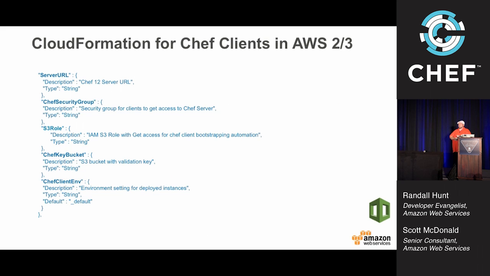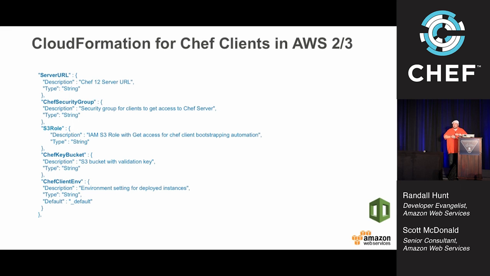Then we move to the server URL. For each client, it will need to know which Chef server to connect to when we stand these up. So we simply pass that in as an input parameter. We also define the Chef security group that was created by the first template, and pass it in as a parameter.